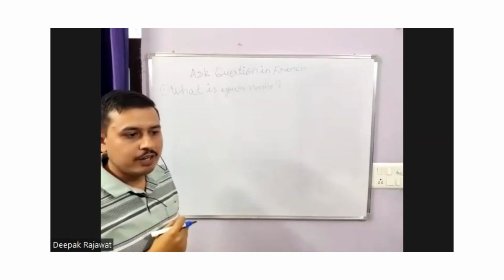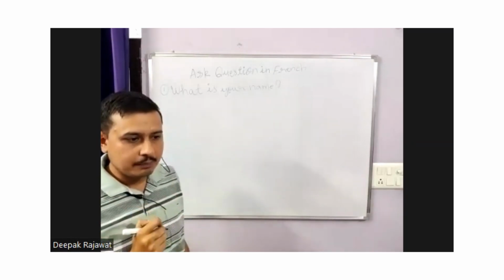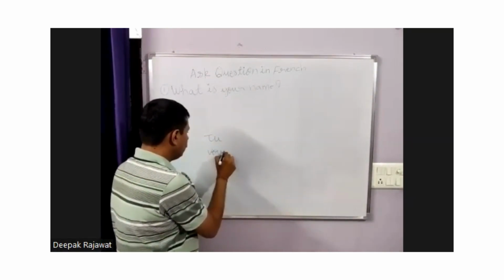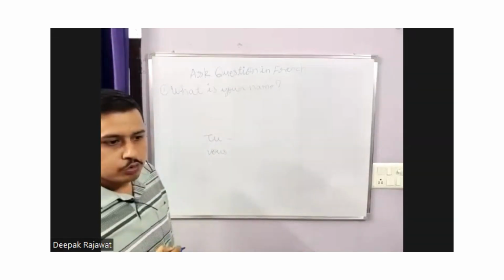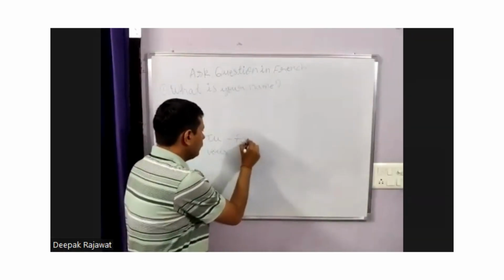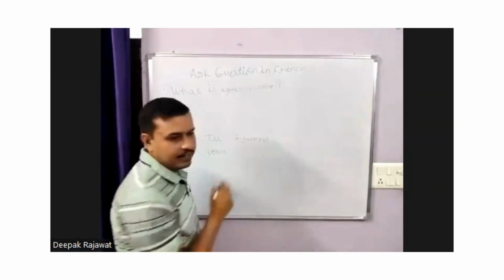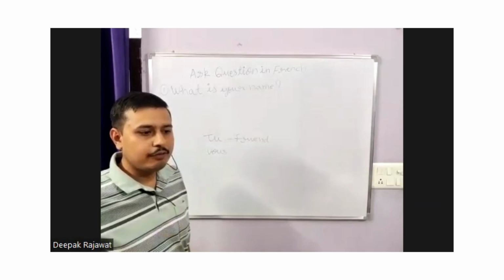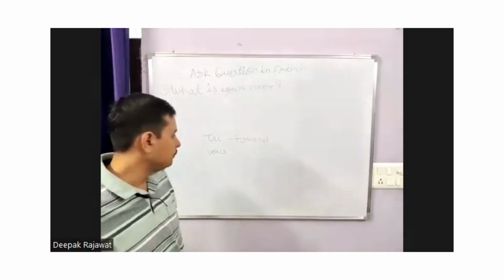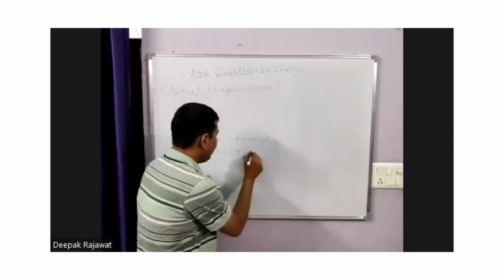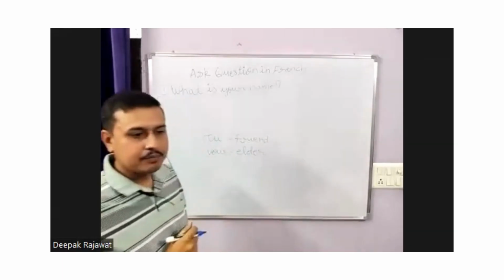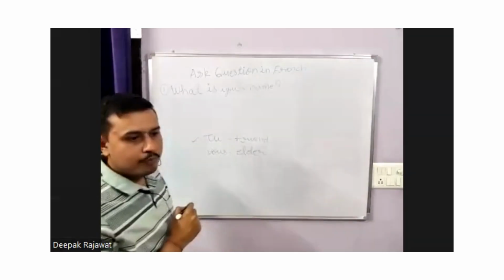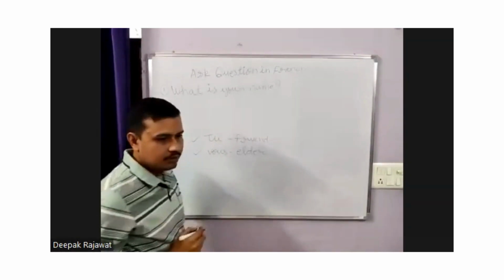But before doing this, we will have to learn two little concepts. In French, we have tu and vous. Tu is for friend. This you can relate from Hindi. तुम्हारा नाम क्या है? But in English, we have one way. What is your name? Vous is for elder. आपका नाम क्या है? What is your name? So tu is informal and vous is formal.